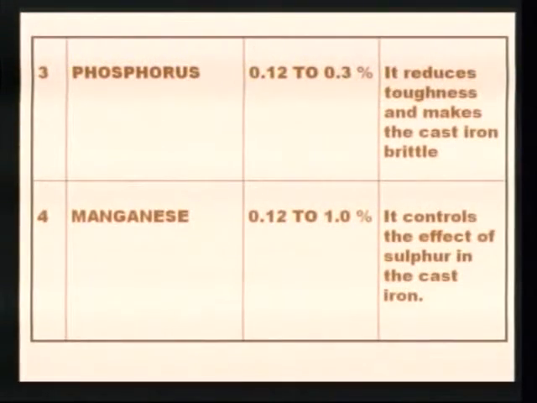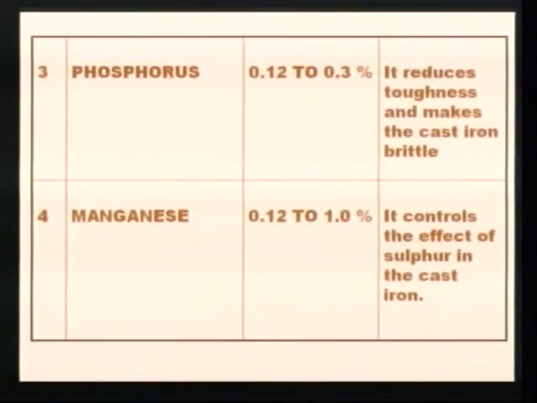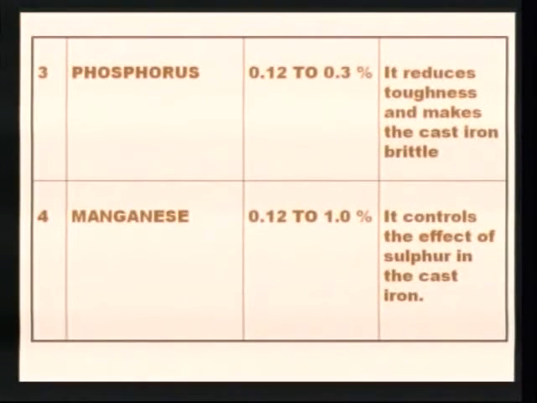The third constituent is phosphorus. It is from 0.1 to 0.3%. It reduces toughness and makes the cast iron brittle. Fourth constituent, manganese. It is generally from 0.12 to 1.0%. It controls the effect of sulfur in the cast iron.